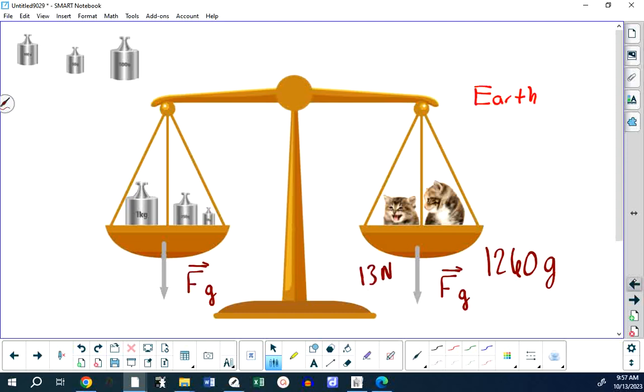So when you take a look at this, here's Earth. What's the mass of the kittens? 1.26 kilograms. What's the weight of the kittens? 13 newtons. Go to the moon. What's the mass of the kittens? 1.26 kilograms. What's the weight? 2.2 newtons. The weight changed because the force of gravity is different depending on, the moon's not a planet, but I'm just going to say depending on the planet that you're on.